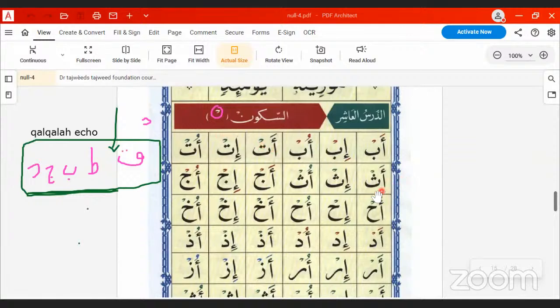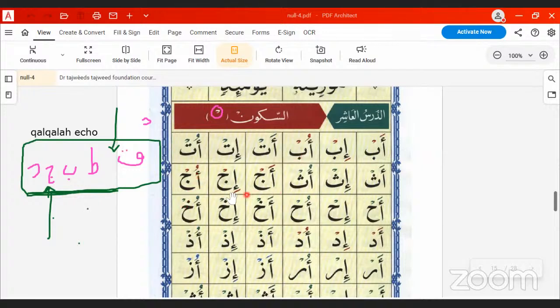Next one. As, is, us. The sa is also not a kalkala letter, so we don't need to give echo sound. Next letter, Jeem. Yes, Jeem is a kalkala letter, isn't it? See, I have written the Jeem in this box. Jeem is a kalkala letter, so you have to pronounce it with a jerking sound or an echo sound. Aj, ij, uj.